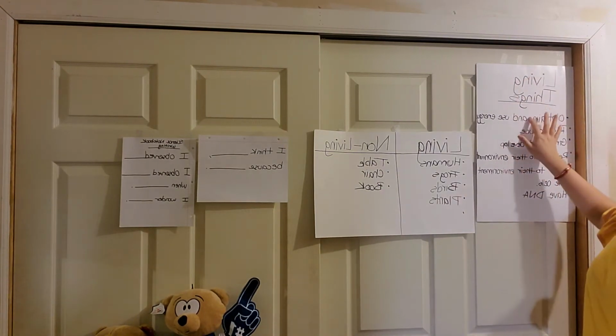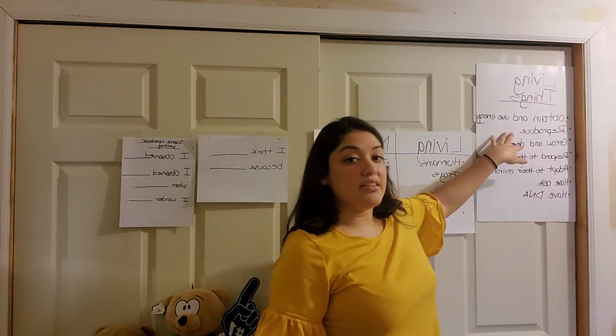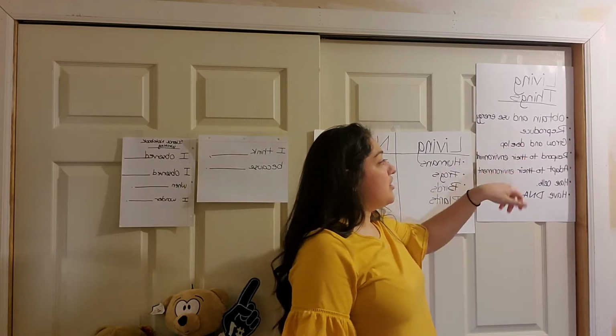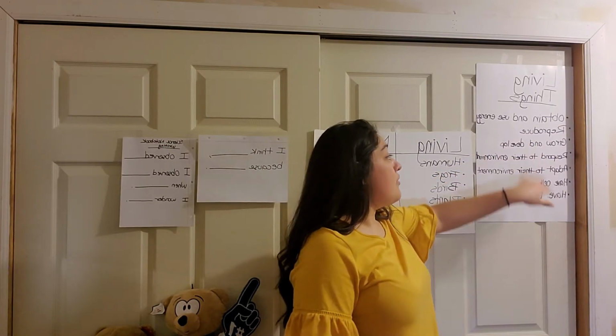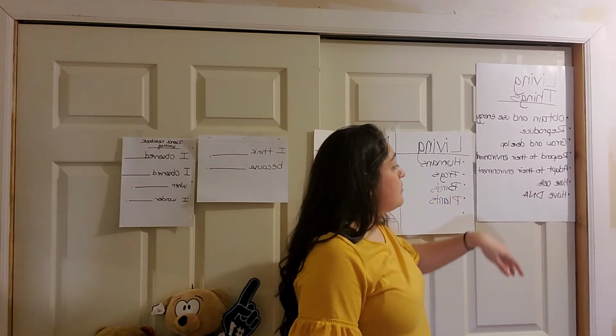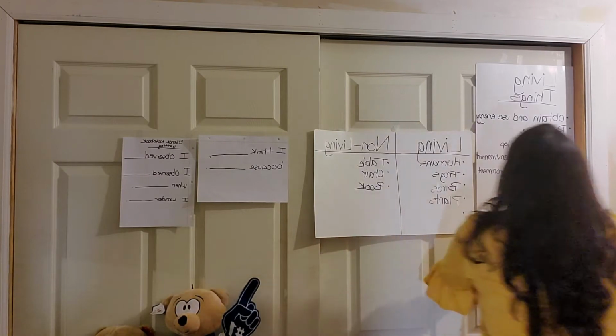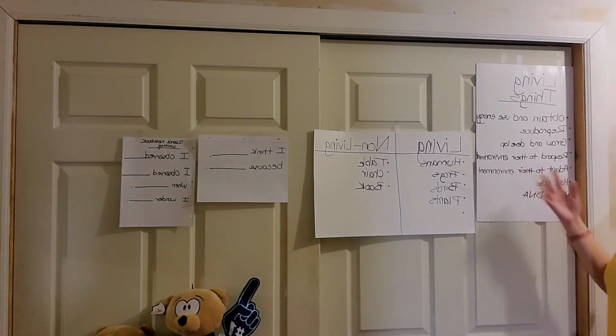So the first characteristic, we have living things obtain and use energy. They also reproduce. They grow and develop. They respond to their environment. They adapt to their environment. They have cells and they have DNA. So these are all characteristics of what living things are.